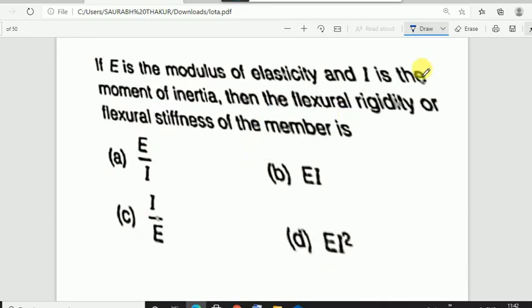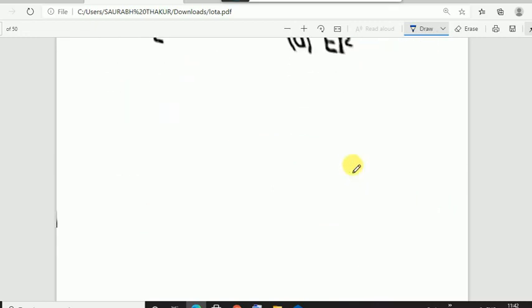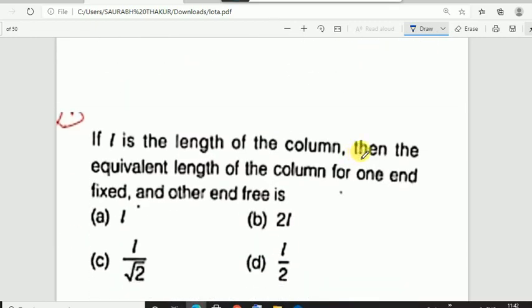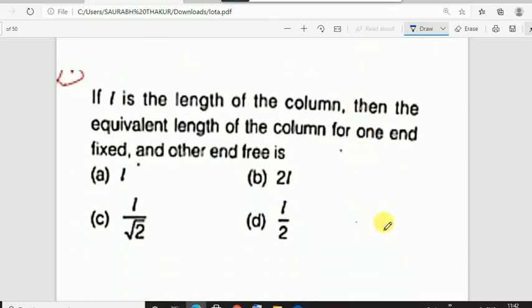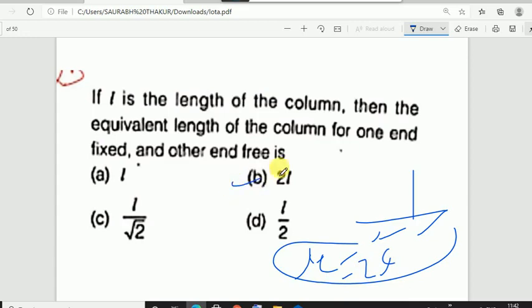E is the modulus of elasticity and I is the moment of inertia. Then the flexural rigidity or flexural stiffness of the material is EI. Flexural rigidity is known as EI. L is the length of the column, then the equivalent length of the column for one end fixed, other end free, L equals 12. Your effective length would be 12.